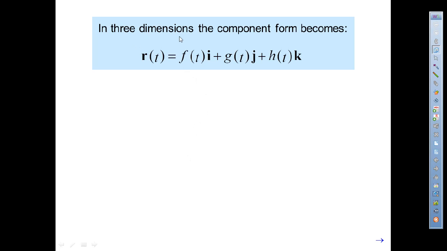Alright, now in 3 dimensions, the component form would become r of t is equal to f of t i plus g of t j plus h of t k, where k takes the part of our z component. We still have x, we still have y, we just add the z.